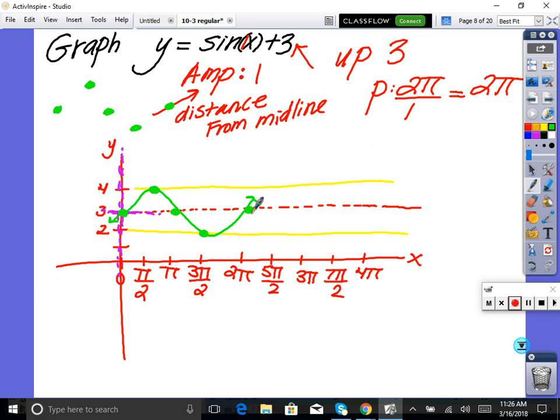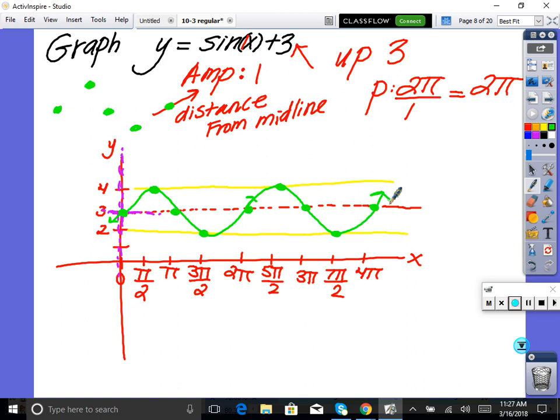Yes. 0. Next tick mark. Max. 0. Min. 0. And once again, we're good to go. Shifts up and down are really easy. Nothing changed besides we took it and shifted it up 3 units.